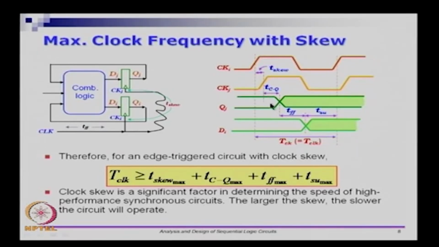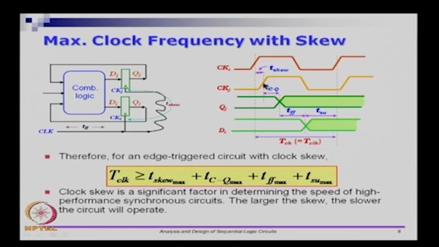So your clock pulse should take care of the fact that T skew plus TCQ plus TFF plus TSU. The launching flip flop is J, the landing flip flop is I, and the launching flip flop is actually seeing its clock late, which means it has less time to get the whole data ready, so that the landing one can see it at the right time without any violation. So that is what you have here: TCLK is greater than or equal to T skew plus TCQ max plus TFF max plus TSU max, all of them considering the largest values.